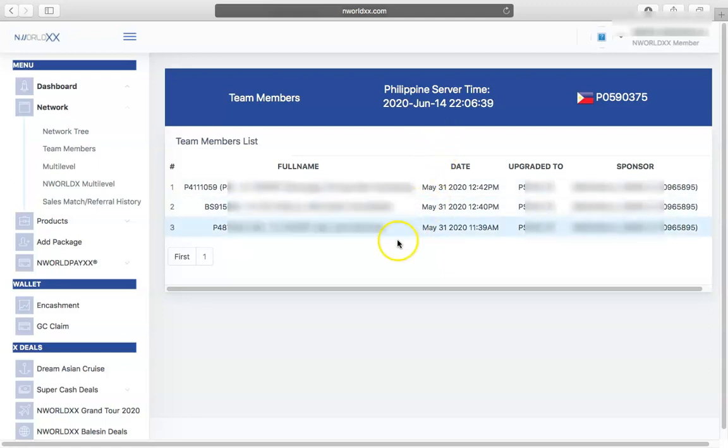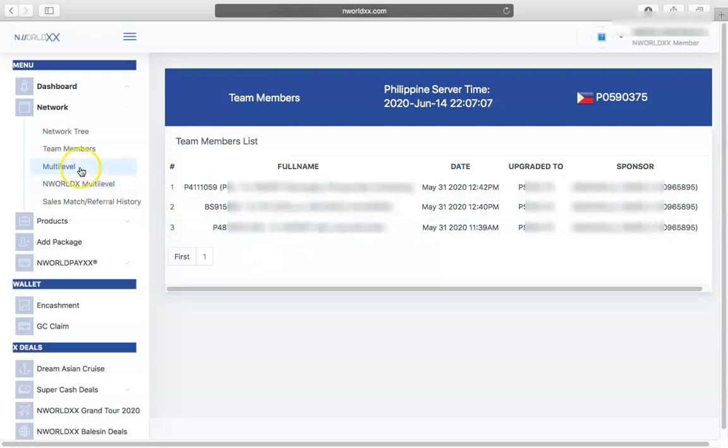And also the name of the member and the date of activation, of course, whether it is upgraded or is a newly registered NworldXX account, because any other members from our OG or from X can also be upgraded to NworldXX, and of course the sponsor. So this is what you can find in your team members under the network menu.